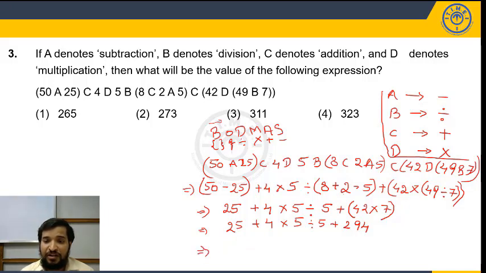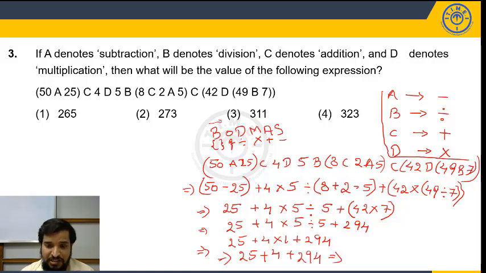Next is of. We don't have any of. Next we have to solve the division. That is 25 plus 4 into 5 divided by 5 is 1, plus 294. Then next we solve the multiplication. That is 25 plus 4 into 1 is 4, plus 294. Then we have only one mathematical operation, that is addition. So 25 plus 4 is 29. 29 plus 294 is 323. That is choice 4.